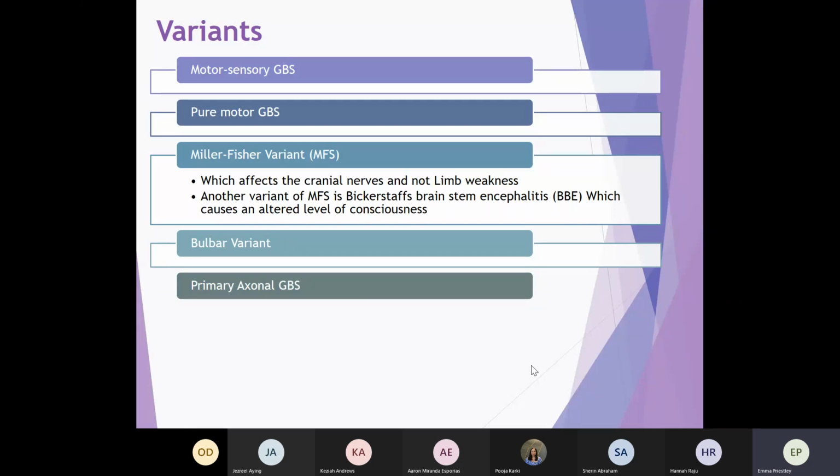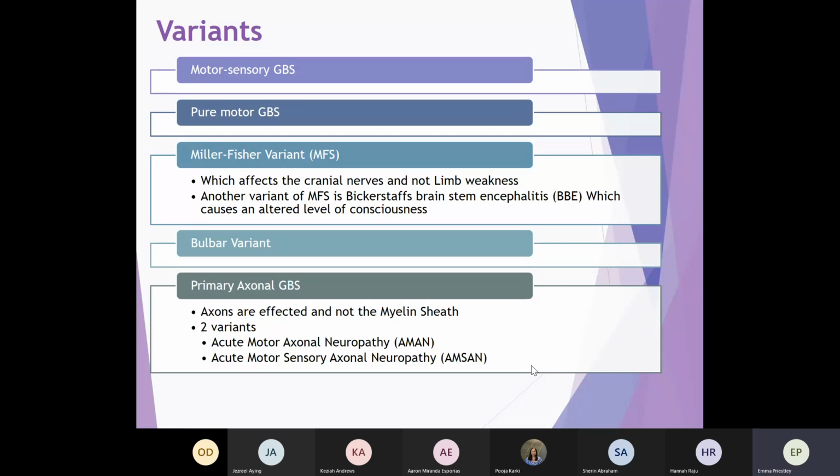And then you've got this primary axonal, where the axons are affected and not the myelin sheath. I don't think I've ever seen a primary axonal GBS. I have seen this once, the CIDP, chronic inflammatory polyradiculoneuropathy.